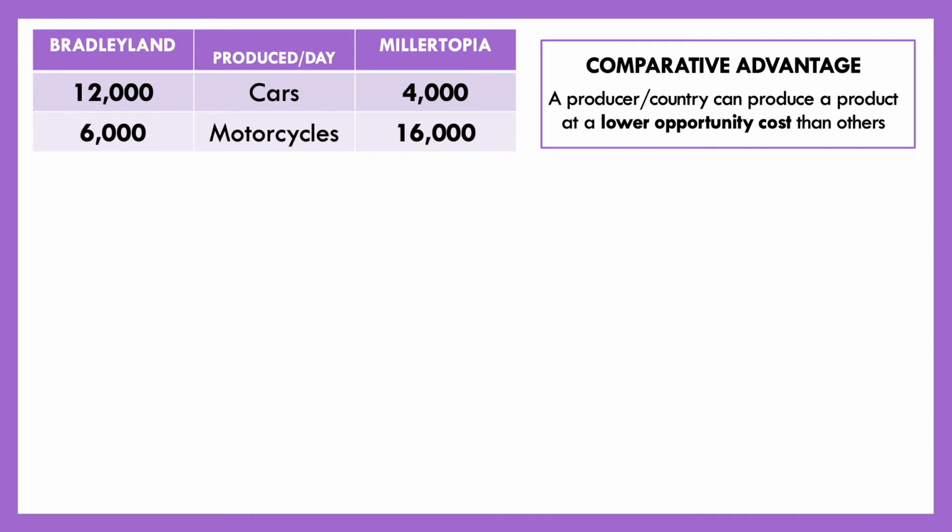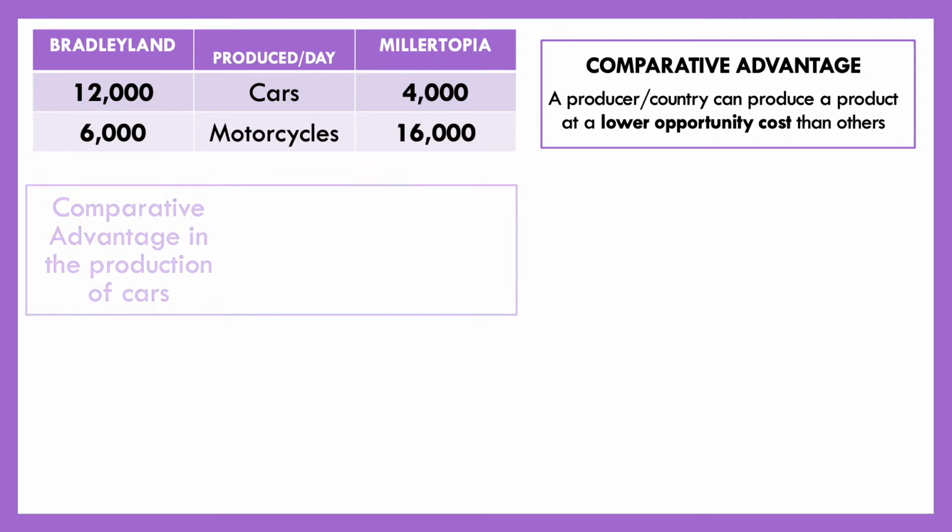So let's say Bradley Land, if they put all their focus on making cars, could produce 12,000 cars in a day. But instead, if they put all their focus on motorcycles, they could produce 6,000 motorcycles in that same day. Or anywhere in between, right? Anywhere along that production possibilities curve. Millertopia, it's 4,000 cars or 16,000 motorcycles, or anywhere in between. So who has the comparative advantage in the production of cars?